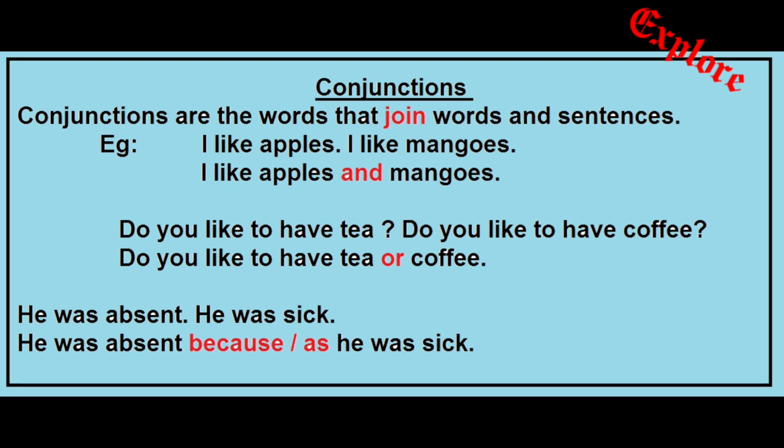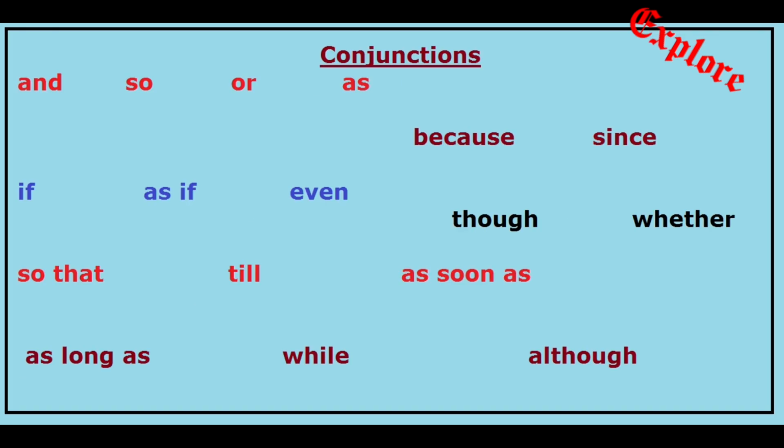One more is here: he was absent, he was sick. He was absent because or as he was sick. This way, you can just have a look at different kinds of conjunctions here. And, so, or, as, because, since, if, as if, even though, whether, so that, till, as soon as, as long as, while, although, and many more.